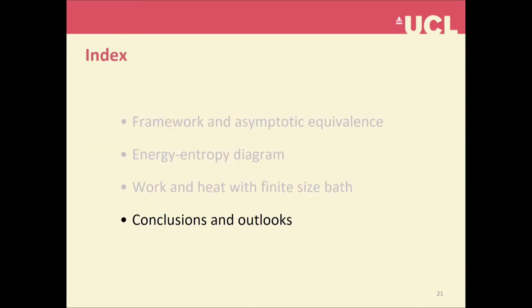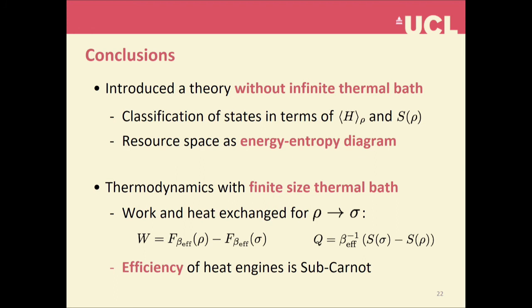Okay, with this, I think we are done. Let me wrap it up. Essentially, what we did was to introduce a resource theory for thermodynamics in which the thermal reservoir was either absent or it had a finite size. To do so, we just removed the possibility of having free states. With this resource theory, we have seen that states can be classified in equivalence classes, which just depend on energy and entropy, and we have used it to represent the whole state space in this diagram.